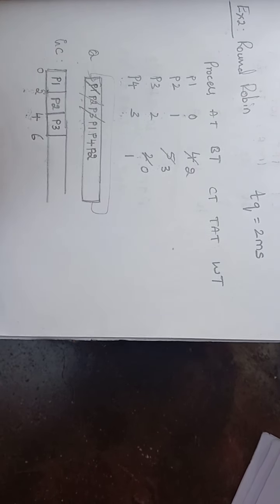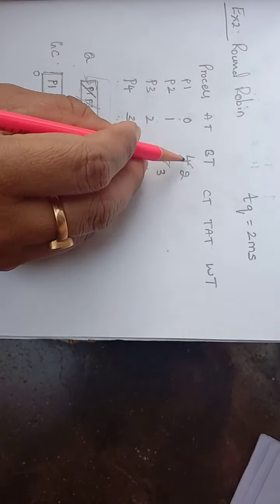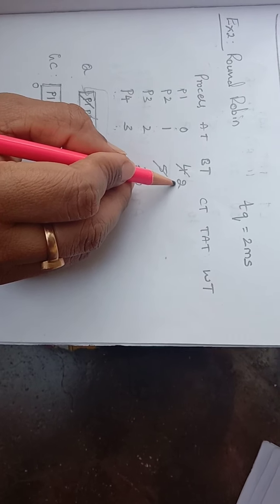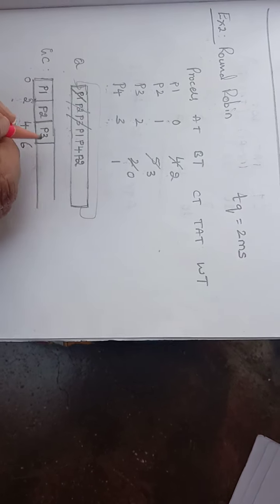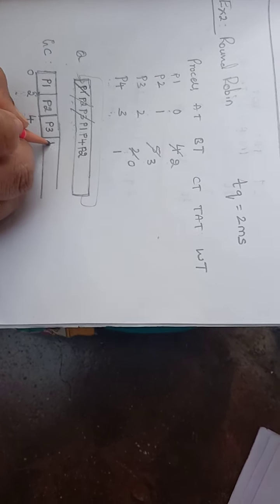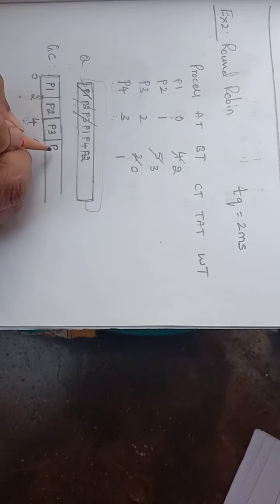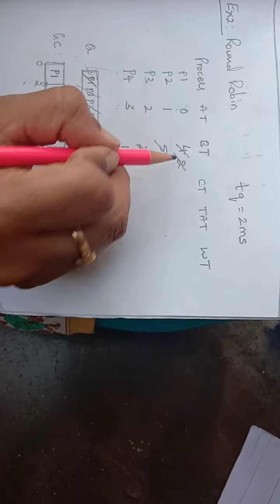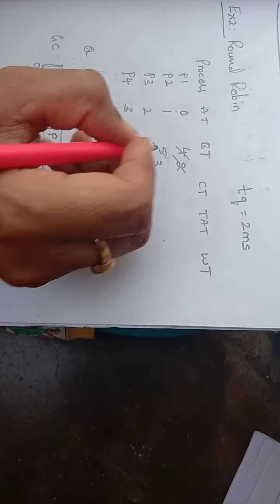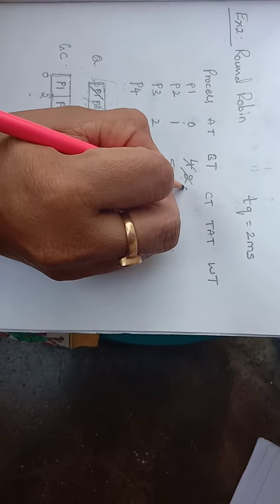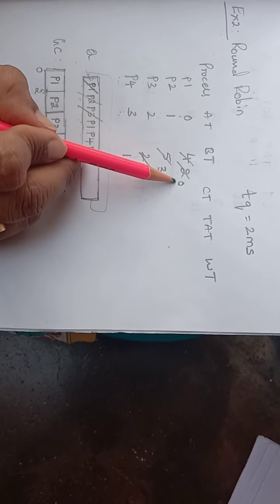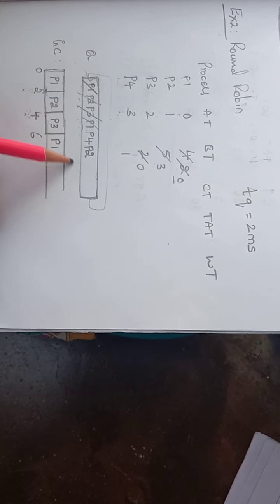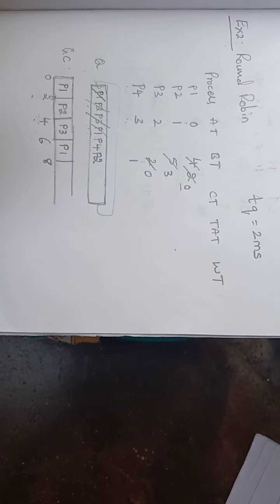So the next process in the queue is P1. P1's remaining time is only 2 milliseconds. So it is going to use the CPU for 2 more milliseconds in the second round. So for the next round it would be 0. Since it is carrying 0 remaining time, we are not going to push P1 back to the ready queue.